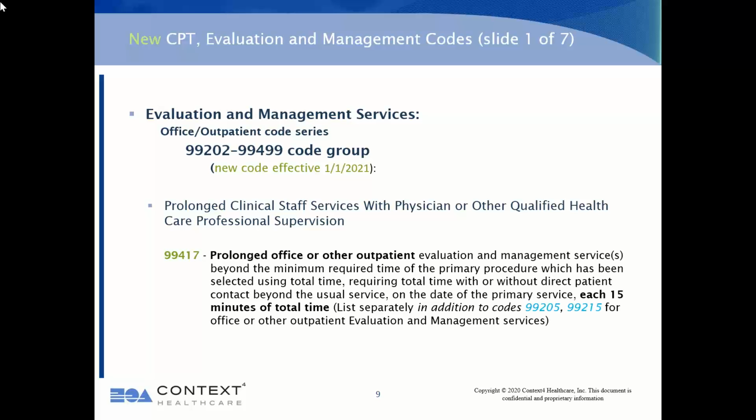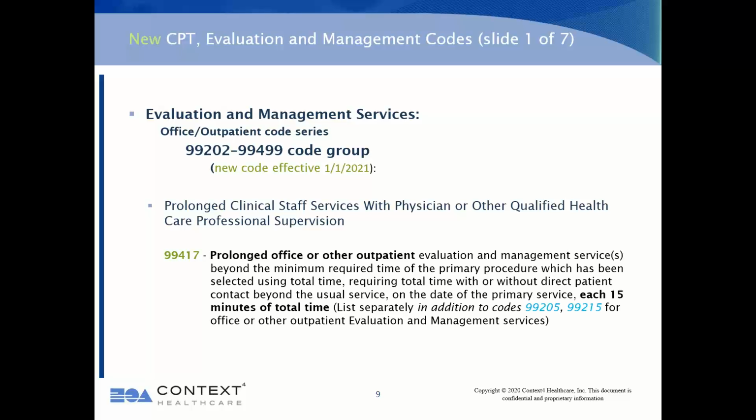Added for 2021 are 2 new E&M codes. The first here is 99417. In 2021, you can bill a prolonged service code in 15 minute increments only when time is the basis of your code selection, and only with parent codes 99205 or 99215, the highest level office outpatient visit, either new or established patient respectively.